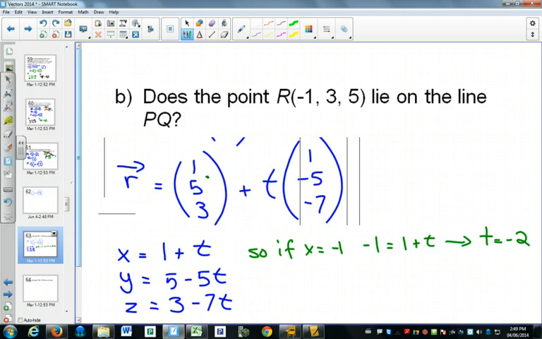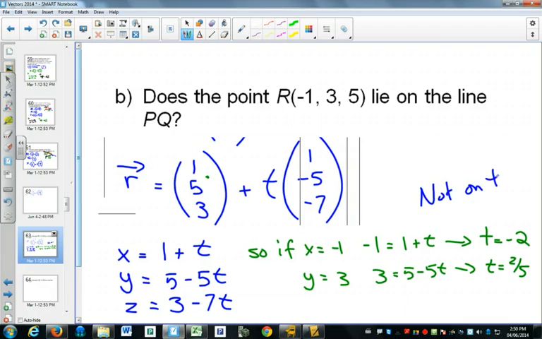If y is equal to 3, you would do the same thing, plug in 3 for y, and what happens? 3 equals 5 minus 5t, and if that point is on the line, we need to get t to equal minus 2 again. But this time, when I move the 5 over and divide, I'm going to get t equals 2/5. At this point, we know it's not on the line.